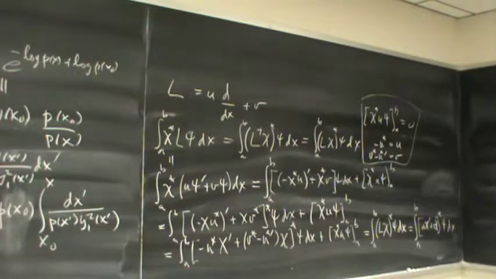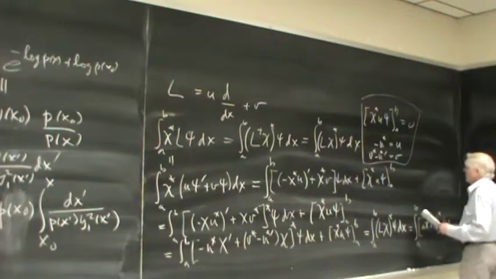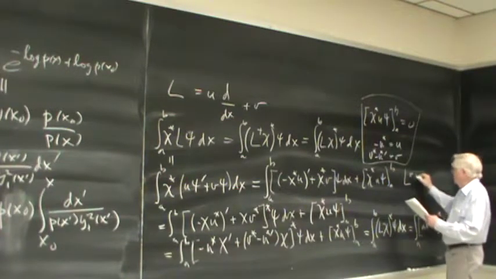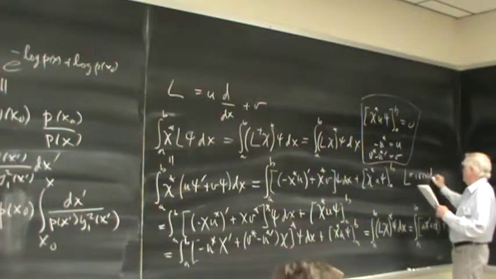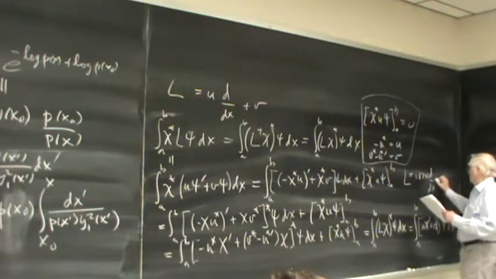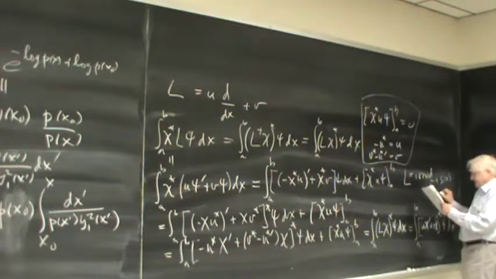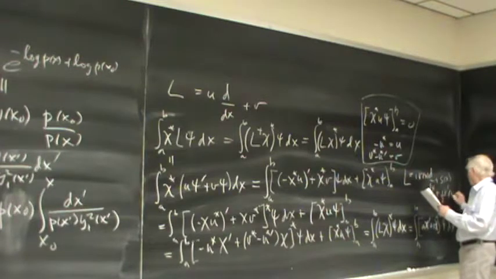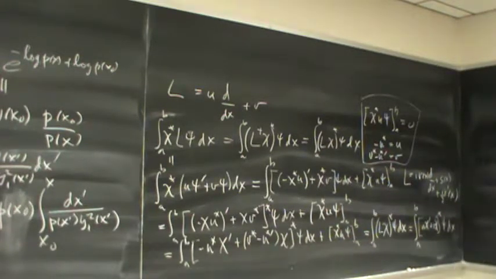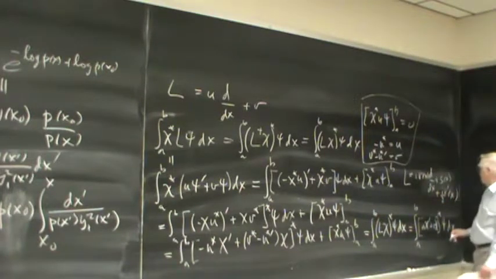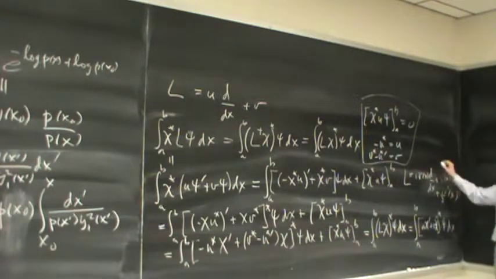Well, one can write L in the form i R of x d by dx plus S of x plus i over 2 R prime of x. And this differential operator can satisfy these conditions as long as R and S are real.